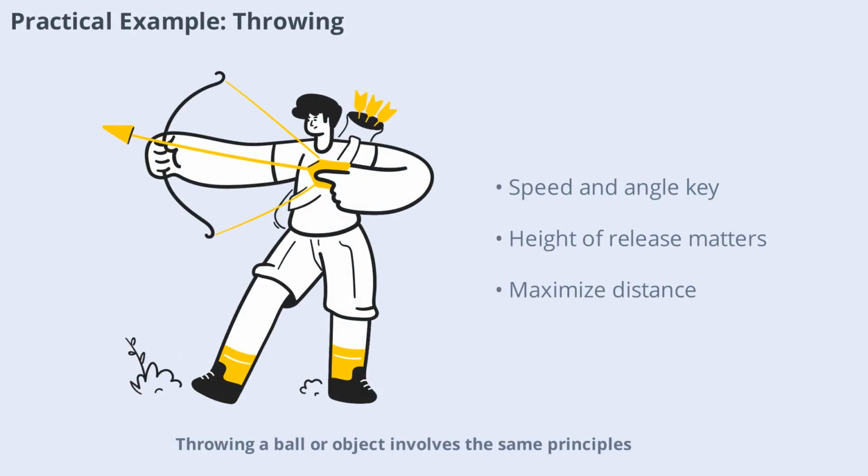Throwing a ball or object involves the same principles. The speed and angle of the throw, along with the height of release, determine how far the object will travel. By adjusting these variables, athletes can maximize their throwing distance and accuracy.